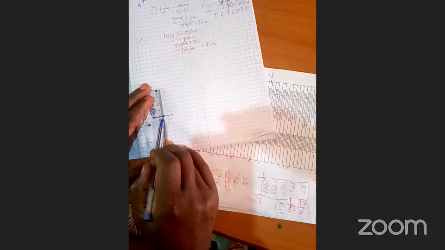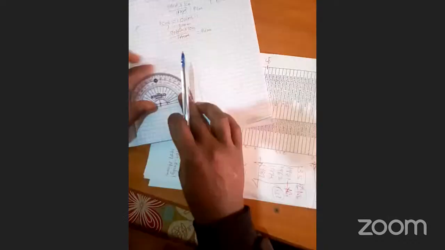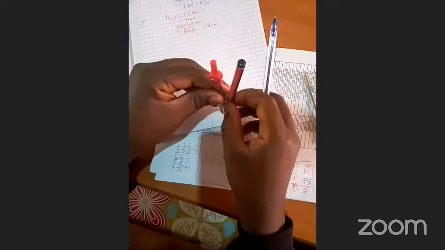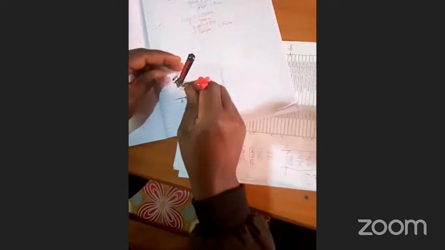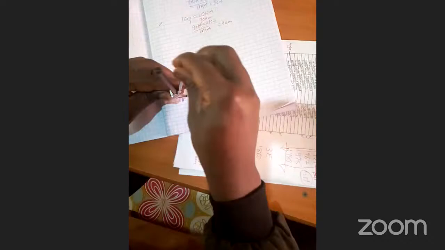Don't just come and say it is 90. No, come and construct or measure. So you remember how we were constructing an angle of 90 degrees from a point? Do you remember that, girls? Yes. So have your pair of compass. Construct 90 at point A.